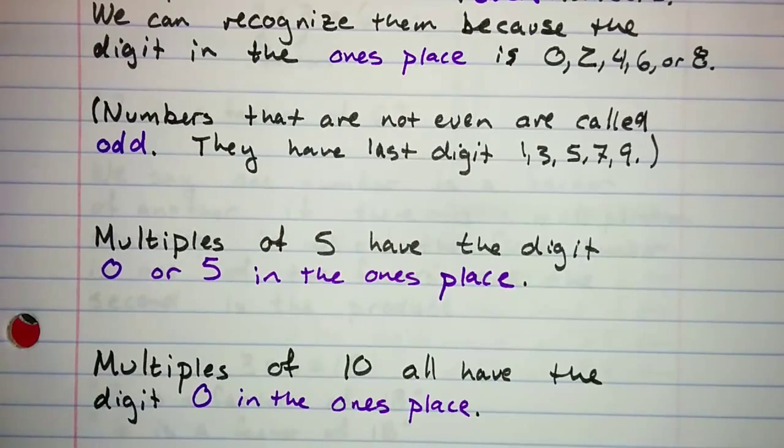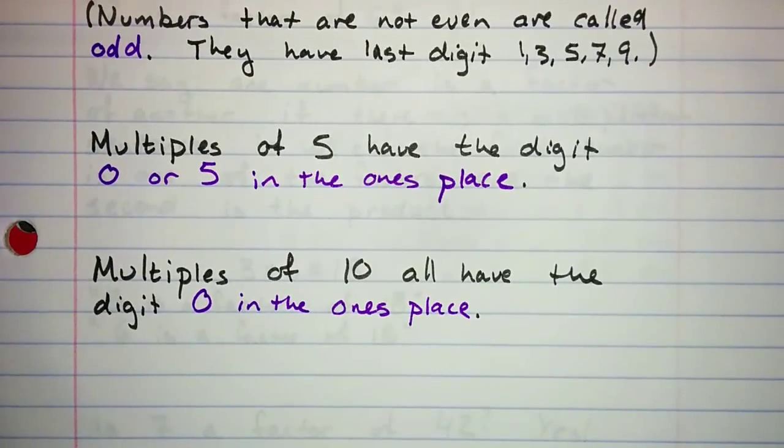10 is also nice. Multiples of 10 all have the digit 0 in the ones place. Now, of course, 10 is not prime. 10 is 5 times 2. So why do I mention this? Because dividing by 10 is super easy. Right? If it's a multiple of 10, its last digit is a 0. To divide by 10, we knock the 0 off. So spotting multiples of 10 is going to be super convenient when we're trying to factor things.